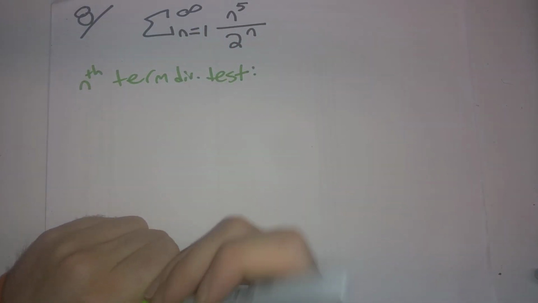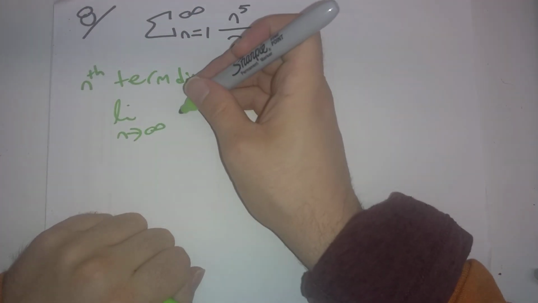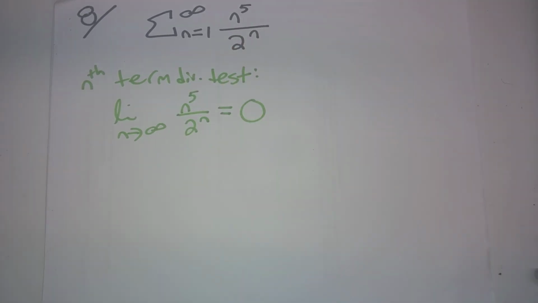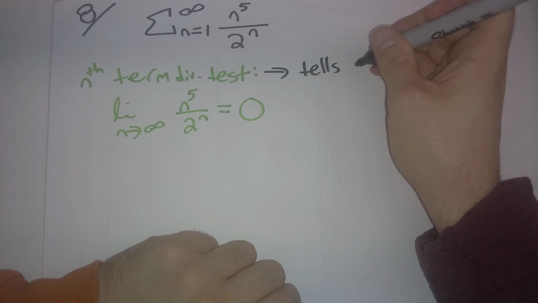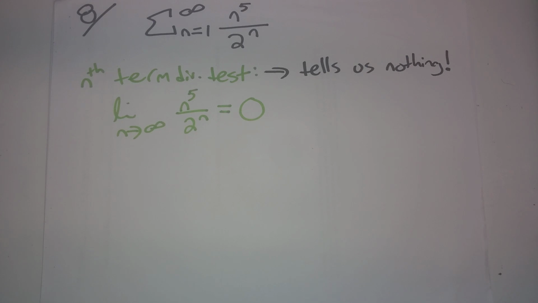So as it turns out, the limit as n goes to infinity of n to the 5th divided by 2 to the n is equal to 0. So what does this mean? Consequence of this, the nth term divergence test tells us nothing. The nth term divergence test, if this limit were anything other than 0, or if this limit were to not exist, it would tell us instantly we can just go home, our series diverges.